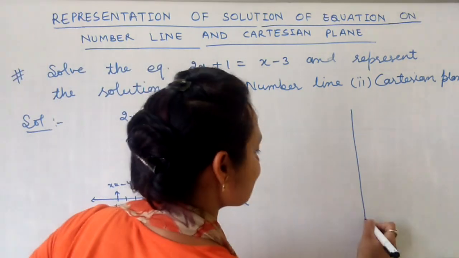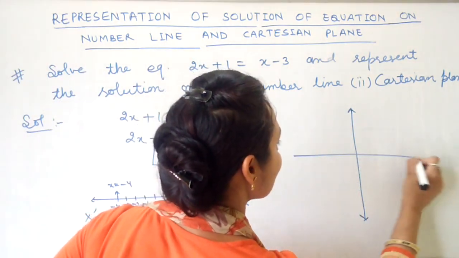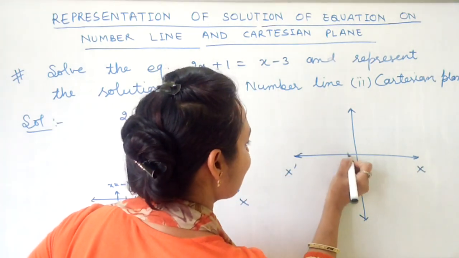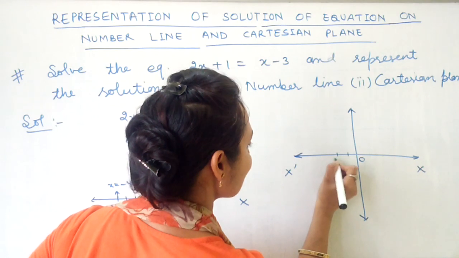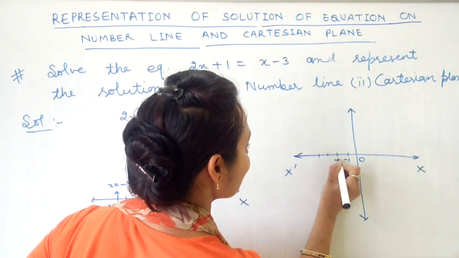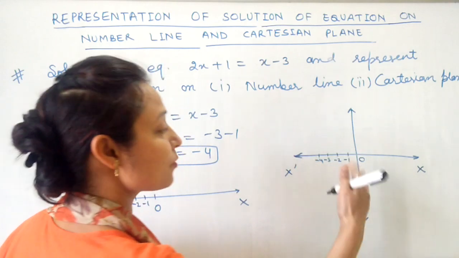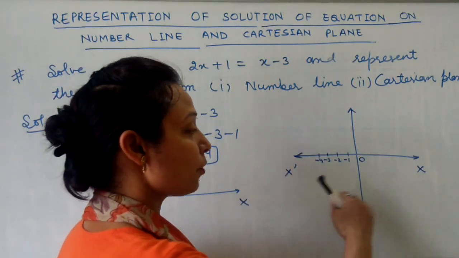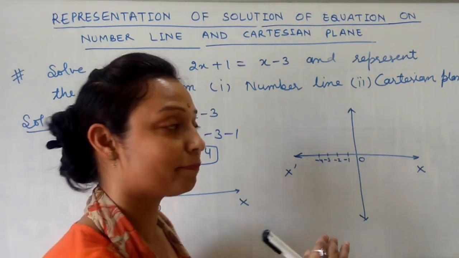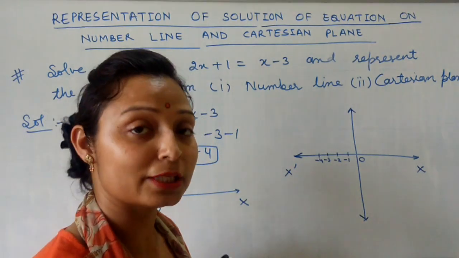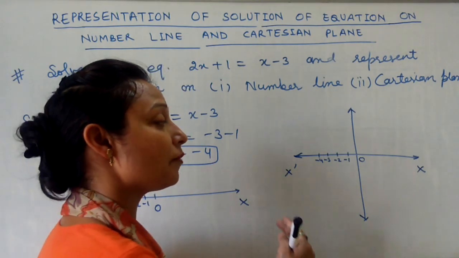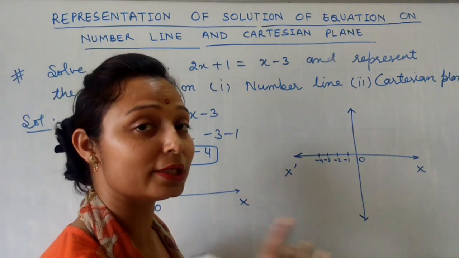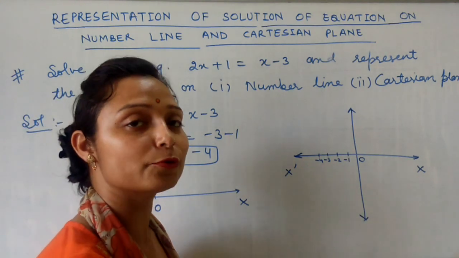Now come to the Cartesian plane. X negative, minus 1, origin. Minus 2, minus 3, minus 4. Minus 1, minus 2, minus 3, minus 4. This is only a rough sketch. For plotting the points on the Cartesian plane, you need graph paper. I only want to show you how to plot the point. Always you need a graph to plot.